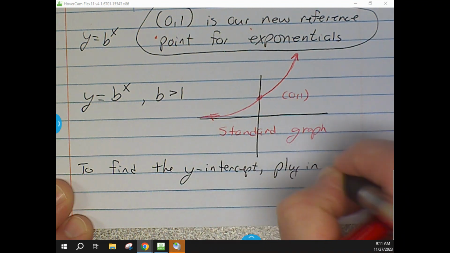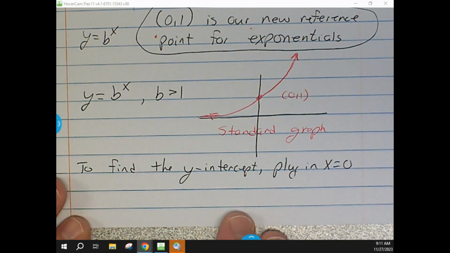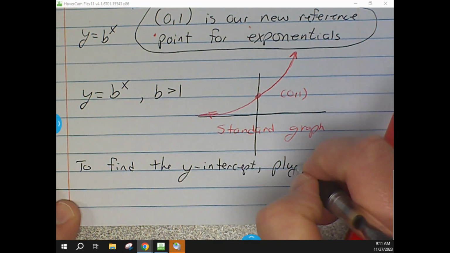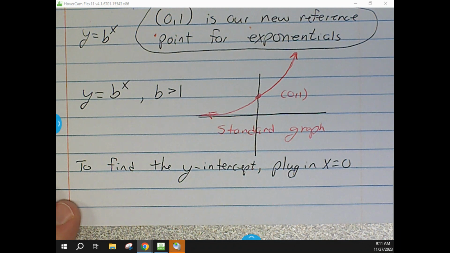And now, one thing that's still going to be the same when we go through these: if you've got to find the y-intercept for any of these graphs that we're going to do, you still plug in x equals 0. That part still doesn't change because it's still an equation. If you still want to find the y-intercept, you're going to plug in x equals 0.